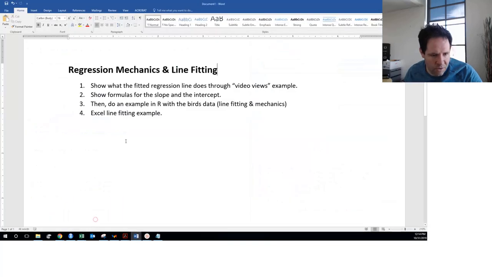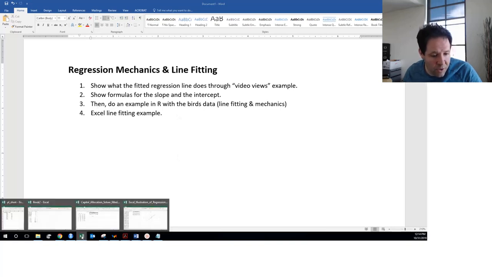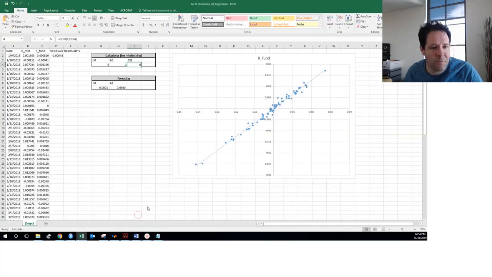Returning to our outline, what have we done so far? Well, I showed a very simple example with video views, just 5 observations. We went through some formulas for the slope and the intercept, and then we did this example in R with the birds data. I want to conclude the video with a different perspective on what a regression line does, which is, again, just reinforcing some of the mechanics of regression.